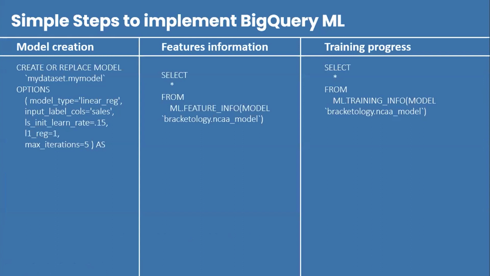So if you're going to do this, this is the simple syntax I've given. See, model creation: create or replace model. I have to mention my data set and model name. Okay, you need to give model options. What are the options I can give? I can give the feature information here.